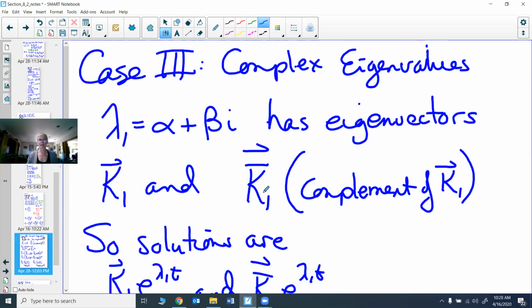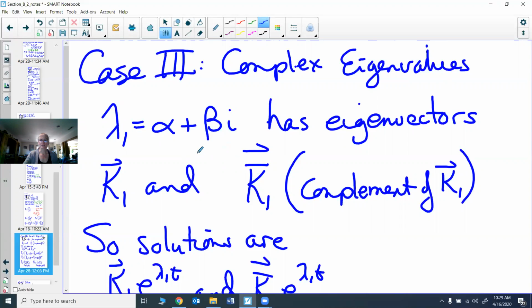eigenvectors of k1 and k2. I'm sorry, k1 and the complement of k1. And that's what we do: we put this bar over top of it. That means we have a complement of k. So if I put a bar over top of my lambda 1, that would give me alpha minus beta i. We don't do that, but that just gives you an example of what we're looking at.